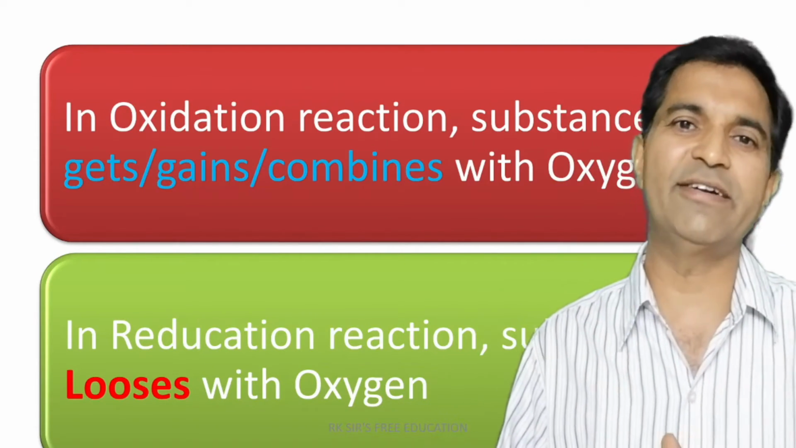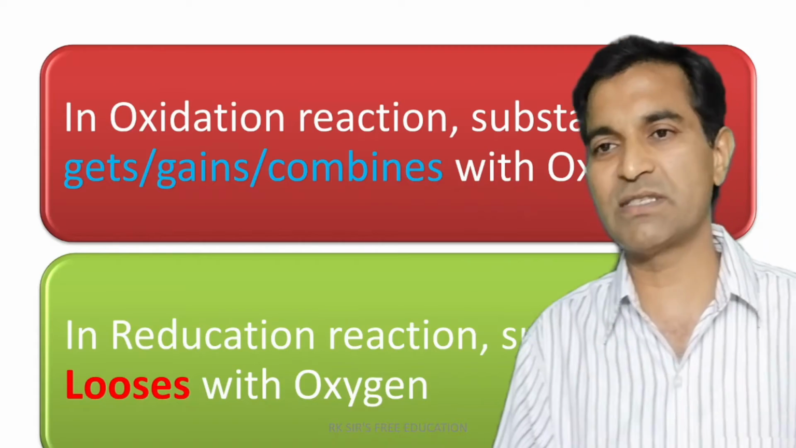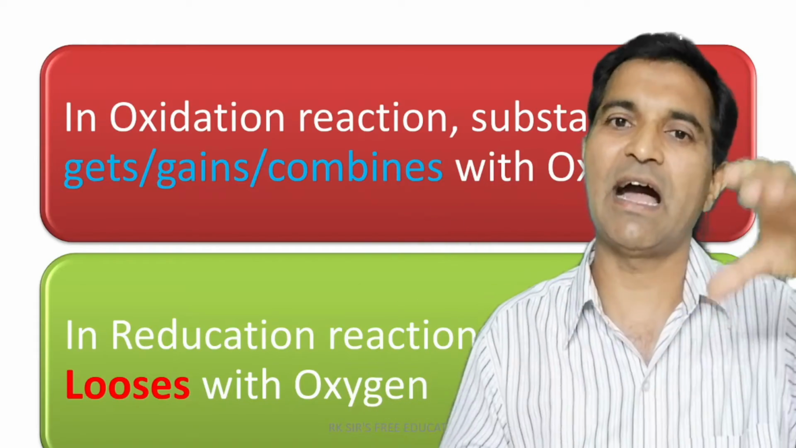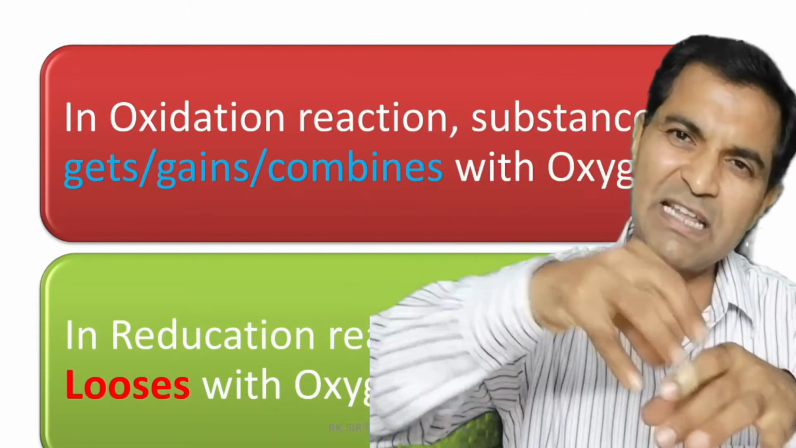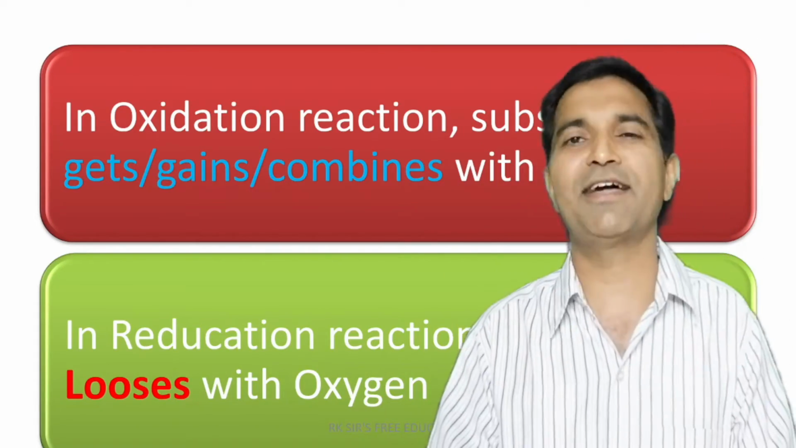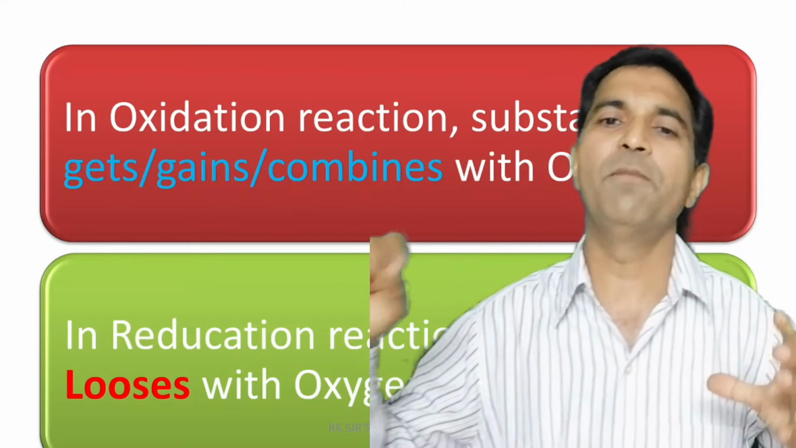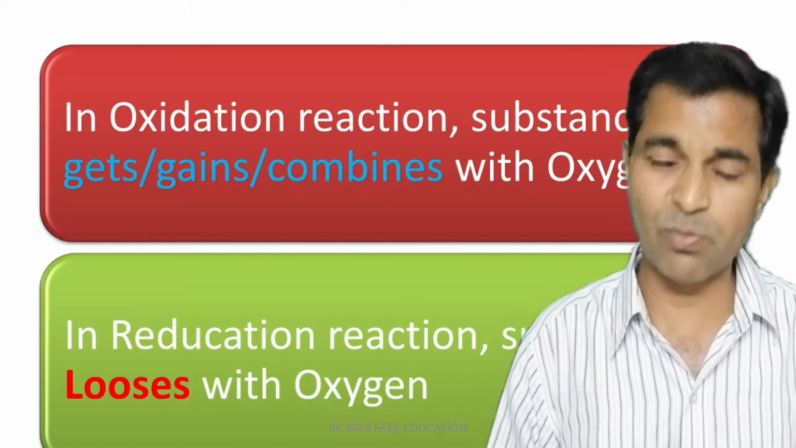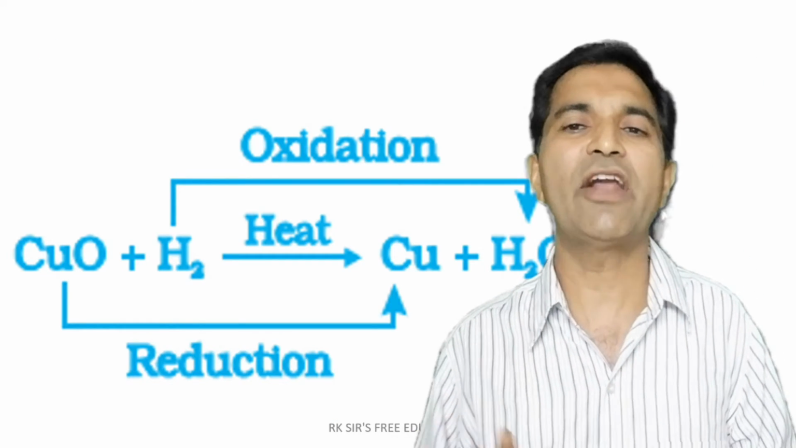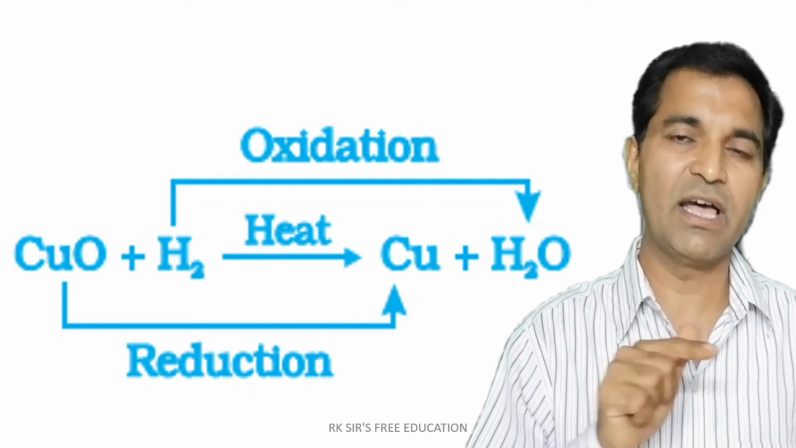Whereas what are the oxidation and reduction reactions? In oxidation reaction, a substance gains or combines with the oxygen, that is oxidation reaction. A chemical reaction in which oxygen gets attached to the element is oxidation. And the reaction in which oxygen is liberated, removed from the item, from the compound, from the substance, from the molecule, that is known as reduction. Combination of these two is known as redox reaction, reduction, red, oxidation, ox, redox reaction.